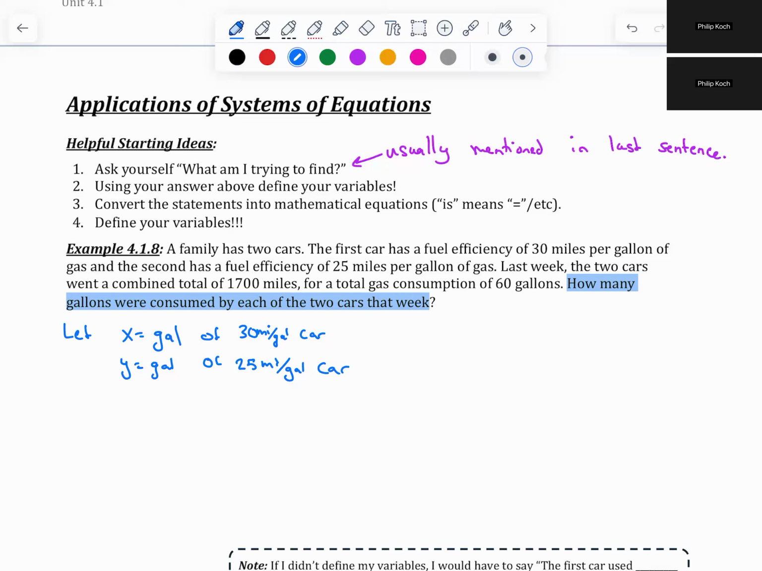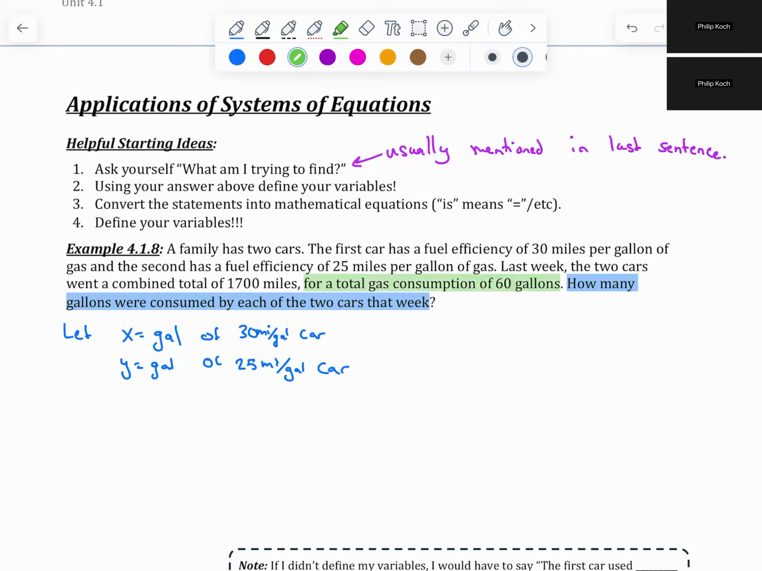Okay. Now that we've defined our variables, we can start taking all the information given to figure out equations. There's usually a nice, neat equation to come out, and then there's one that requires a little more work. Can we think of one of the equations? Knowing that X is gallons of first car and Y is gallons of the second car. There's information here that we can use.